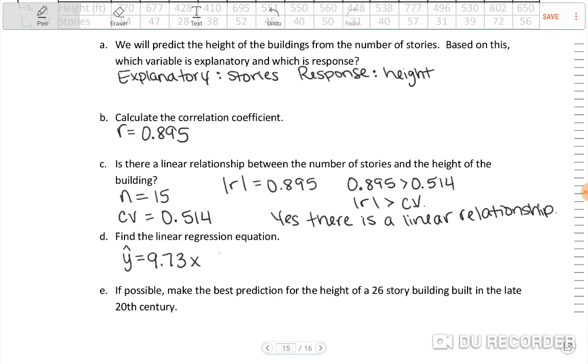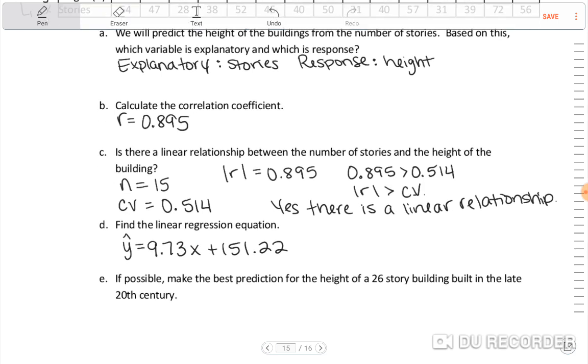A lot of people forget the x because they don't see it on the calculator, on the screen, in that menu or whatever. They just see the 9.73, they see the 151.22, and they just don't happen to notice that they need to put an x, right? If you don't put an x, then it's not really a linear equation.